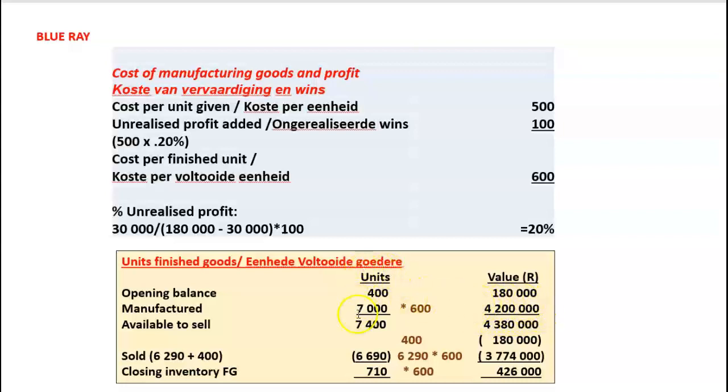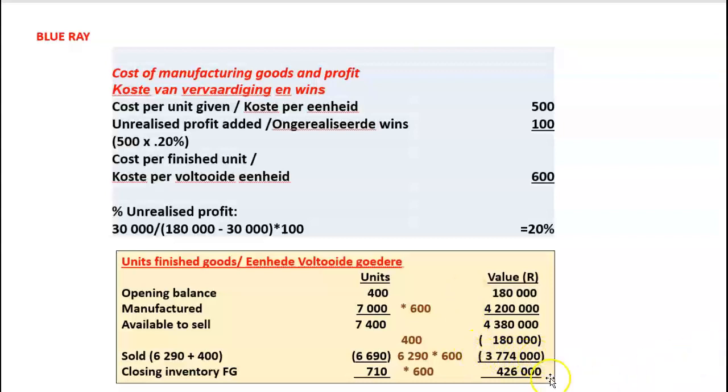How many units were available to sell? 7,400. What was the total cost of that? 4,380. Now, how many units were sold? That first 400 units was sold, which is 180,000. We have the cost of that. And then we have sold 6,290 units of this batch that we manufactured in the current year at a cost of 600 Rand per item. So 6,290 multiplied by the 600 Rand, the cost of those items, would have given us 3,774.